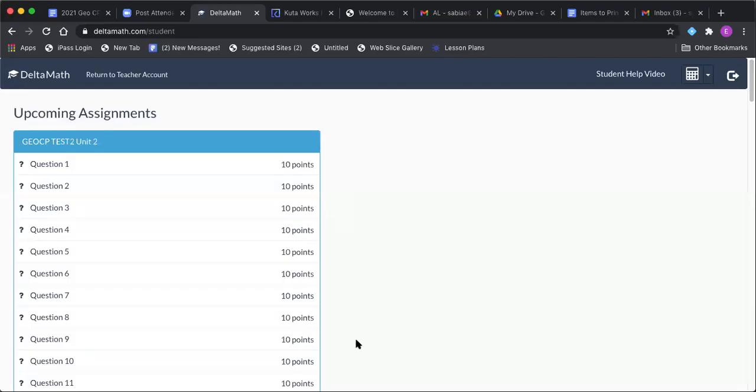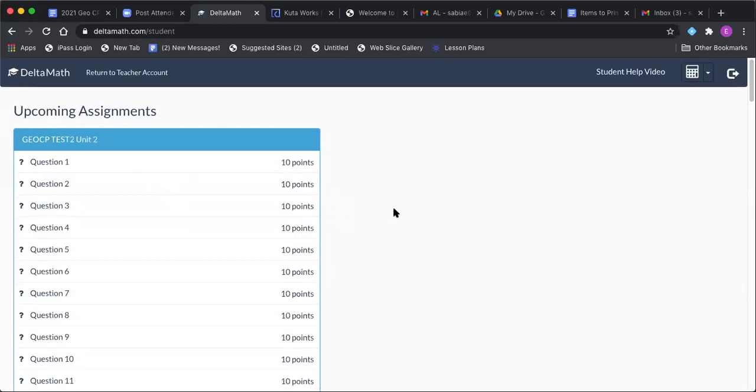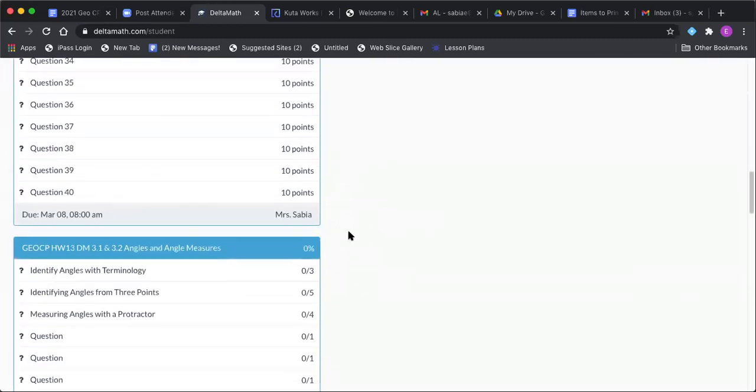All right, so let's share this. Also, when you log into Delta, you'll still see the test sort of hanging out here, probably, just because I set the due date through the weekend, I think. The due date will come up and it'll move away. I knew I was going to have people that were absent, so make sure you scroll down if it's still there, and then just come to right here. We're on homework 13, on angles and angle measures.